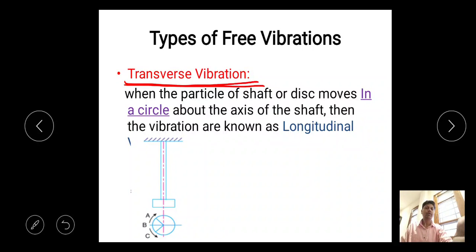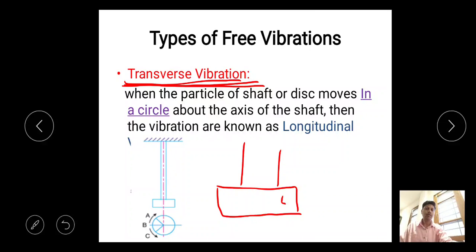Second, we will discuss transverse vibration. What do you mean by transverse vibration? Suppose I consider the same shaft, and I consider a particle here, and I'll just consider an axis.